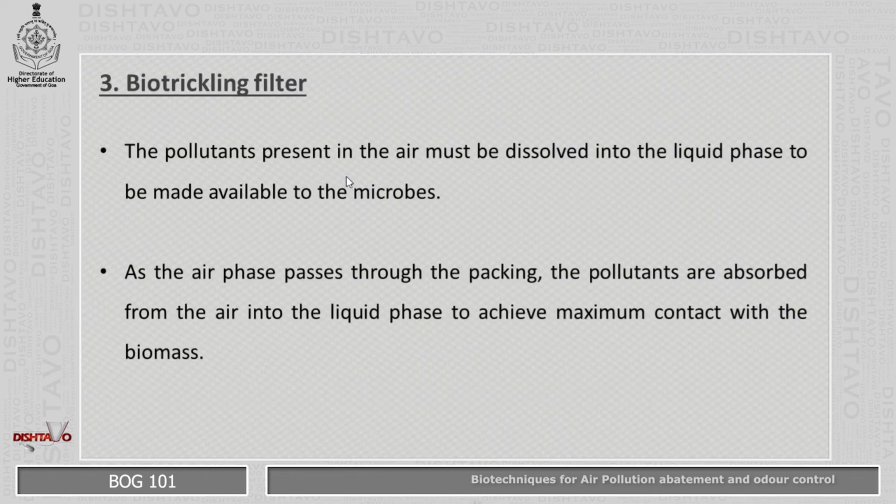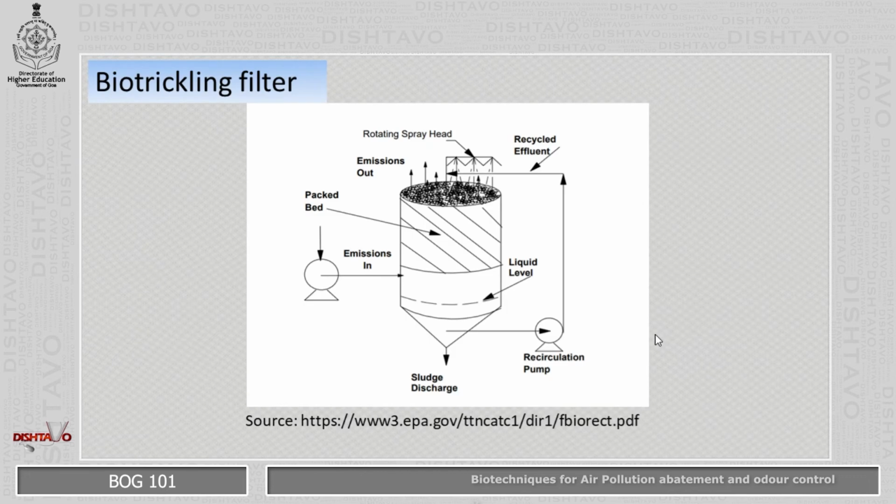The pollutants present in air must be dissolved into the liquid phase so that they are easily absorbed into the medium and made available to the microbes. As the air phase passes through the packing, the pollutants are absorbed from the air into the liquid phase to achieve maximum contact with the biomass. This is the diagrammatic representation of the biotrickling filter.